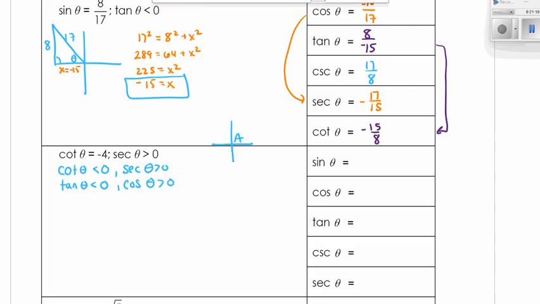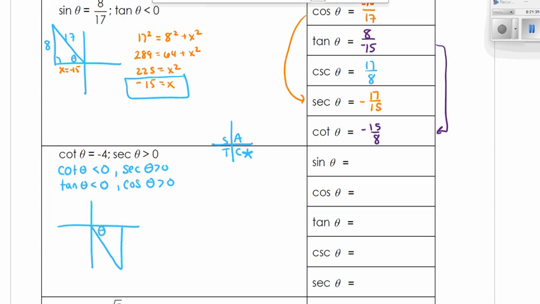So again, if we think about All Students Take Calculus, we're trying to figure out where the tangent and cotangent are negative, but the cosine is positive. So cosine is positive in quadrant 1 and quadrant 4. And tangent is also positive in quadrant 1, so that means we're using quadrant 4 here. So this would be the quadrant we would want.